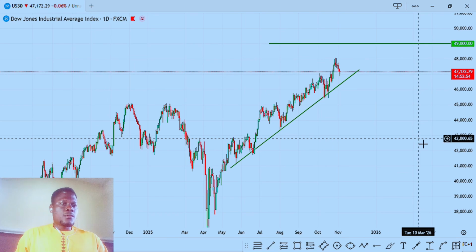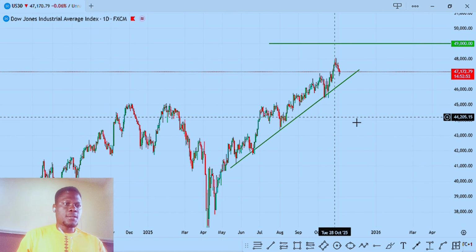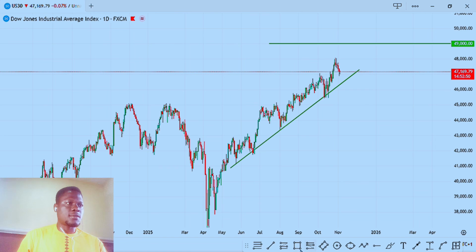Now, also guys, on this US30 trade, wait, let me plot this weekly resistance level.